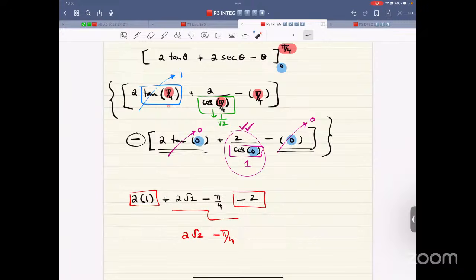Tangent of pi by 4 is 1. Cos of pi by 4 is 1 over root 2. Since I have to flip it, that's why I use the unrationalized form. Otherwise, normally I use the rationalized form. And this is the answer.